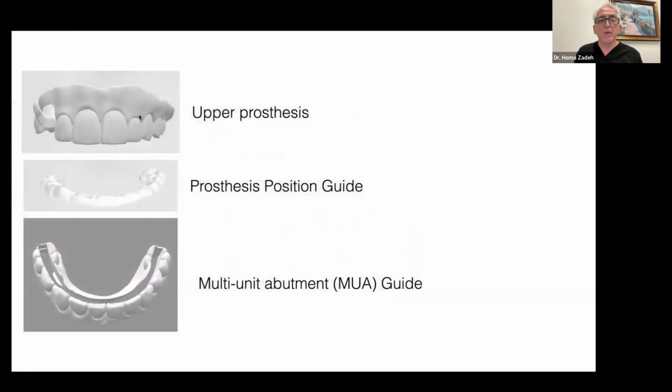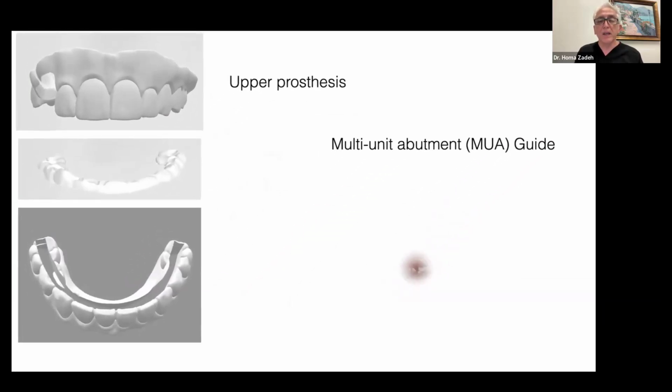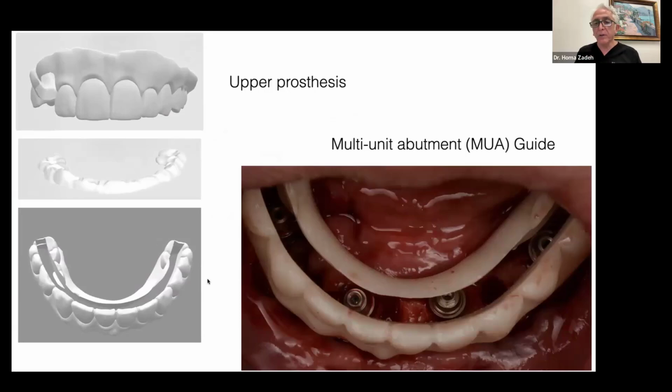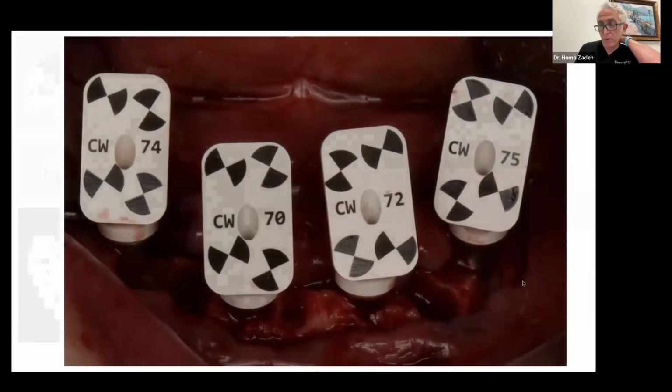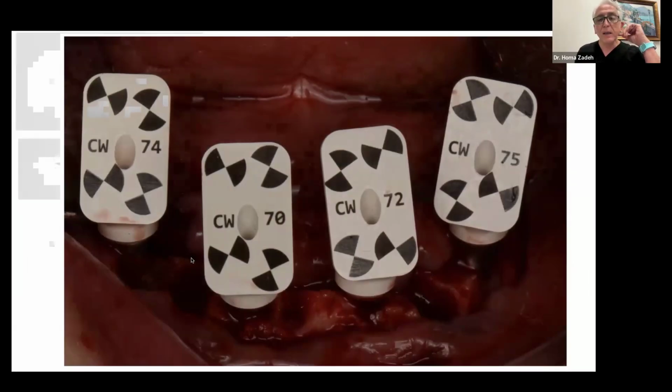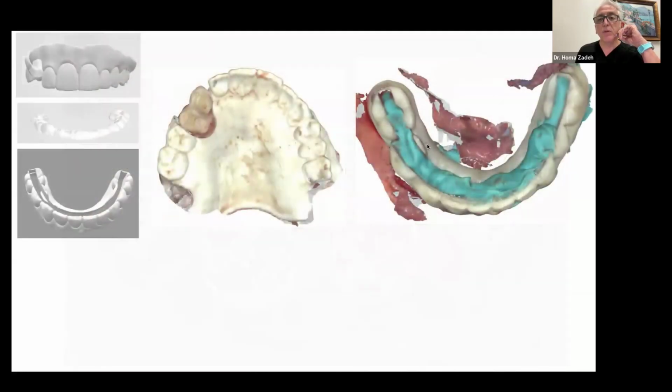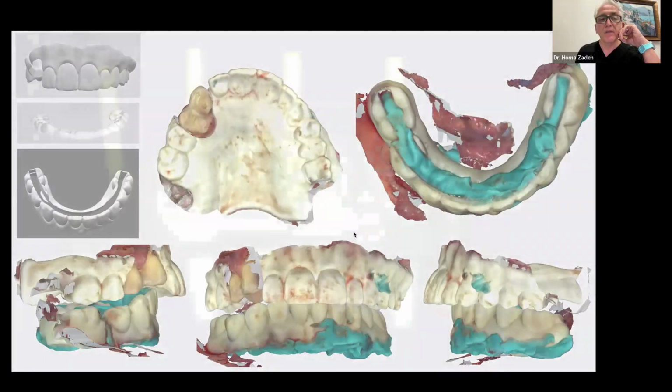So you see that we had the upper prosthesis, we had the multi-unit abutment guide, and the prosthetic positioning guide. This way, when we place the multi-units, we're sure that those multi-units are in the correct position. Then we do a wash. First, we do a photogrammetry to capture the implant position. Then we do this wash to capture the bite registration of the patient.